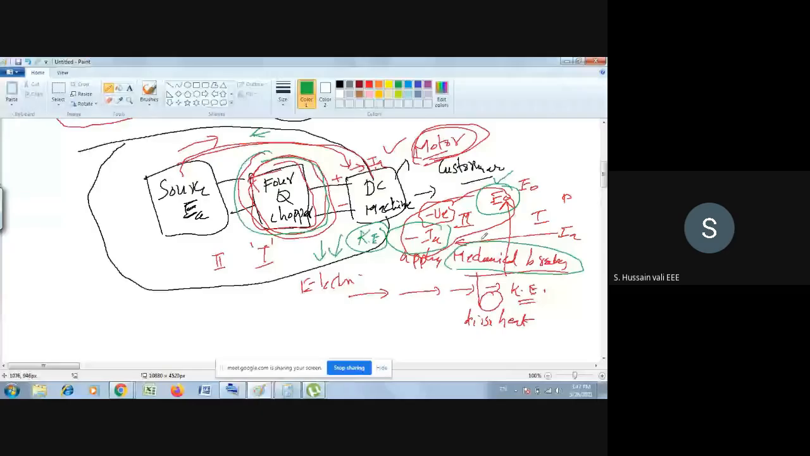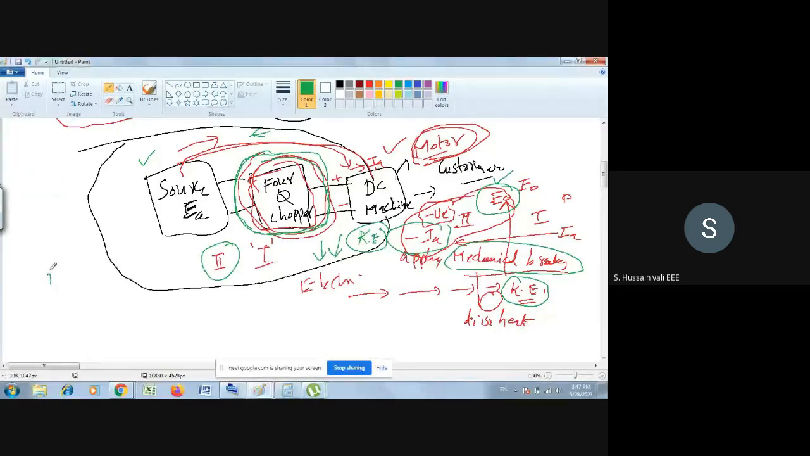Unlike this, if you apply electrical braking, then the advantage is that this machine will give the power back to the source. That's the advantage. So you are slowing down, and at the same time you are collecting the energy back to the source. In that case, this four quadrant chopper will switch to quadrant number 2.